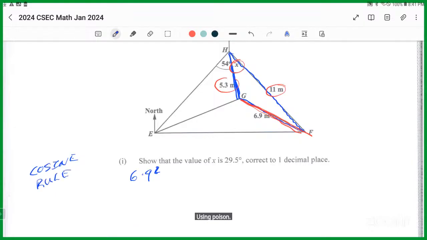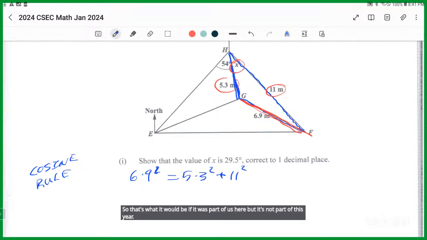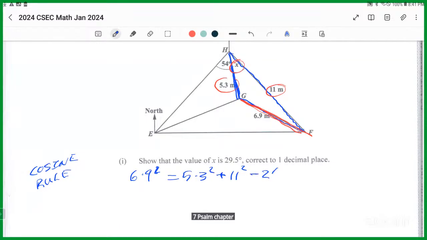Start like Pythagoras' theorem. So this side across from the angle squared, 6.9 squared, is equal to the sum of the square of the other 2 sides, that's the 5.3 squared and the 11 squared. That's what it would be if it was Pythagoras' theorem, but it's not, so you have to subtract a piece. You subtract twice the product of the 2 sides, 5.3 and the 11, times the cosine of the angle between them, which is x.